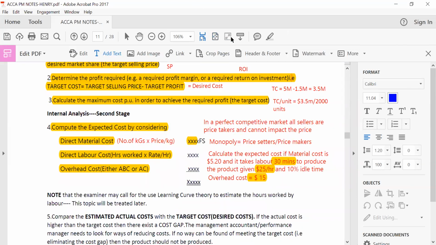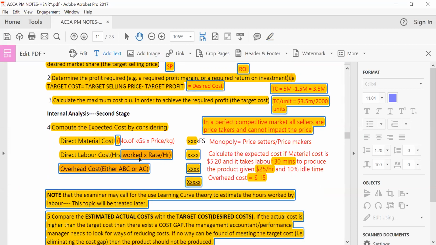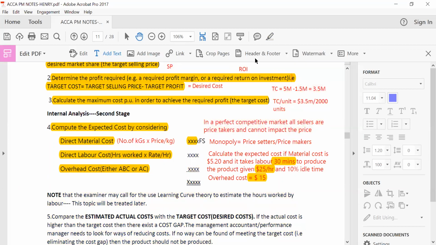So we have indicated that to calculate the material cost, we need the number of kgs or the number of units. If it is kgs, we need the number of kgs we bought times the price per kg. If it is in units, we need the number of units we bought and the price per unit. But there can be an instance where there are going to be issues of what? Waste.